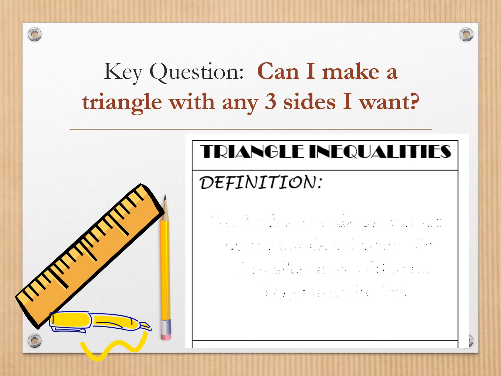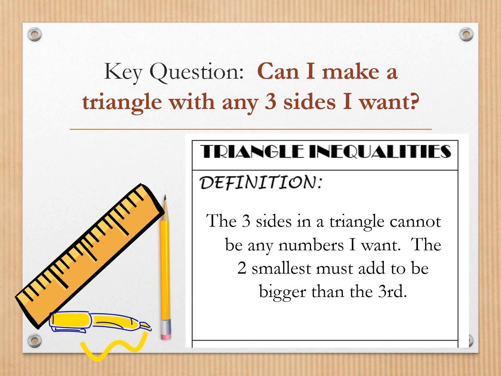So what's the definition? In order for 3 sides to make a triangle, the 2 smaller sides must add to be bigger than the third. So again, get this definition written down and pause it if you need to. Any 3 sides can't make a triangle. In order for them to make a triangle, the 2 smaller sides must add to be bigger than the third.